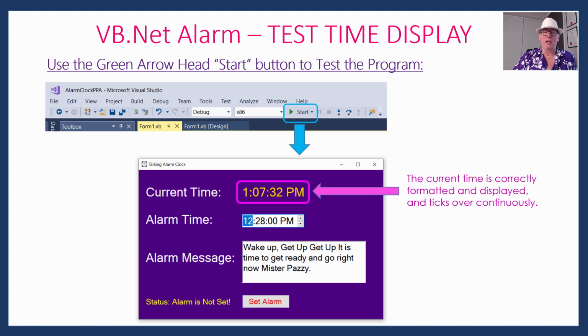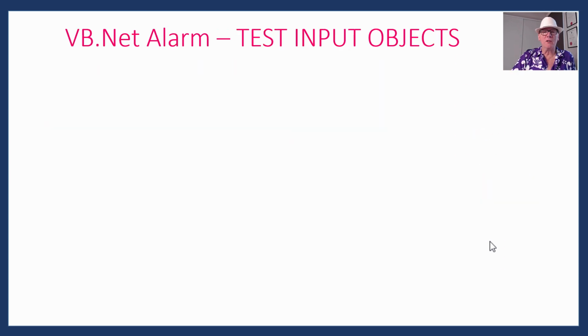So check the current time's correctly formatted and displayed. Like it is afternoon, so it's showing PM, all those sorts of things, and it keeps ticking over continuously. And if that's happened, we can go tick, we've done that first step and that's all working, and we don't have to worry about that anymore because we know it's working.